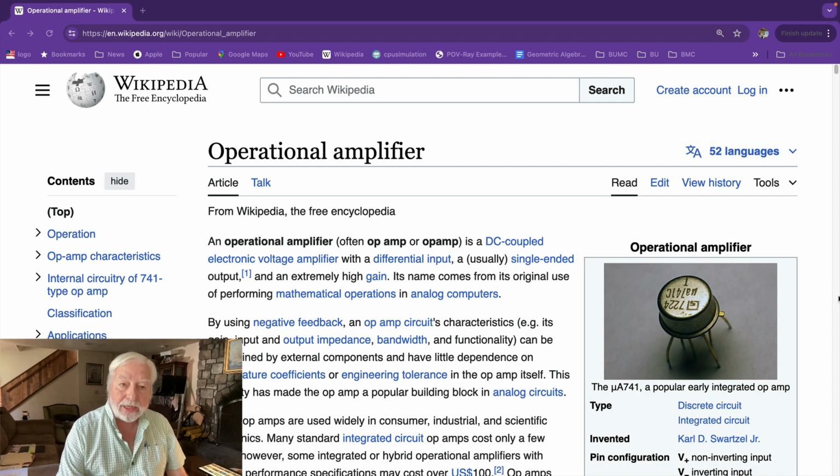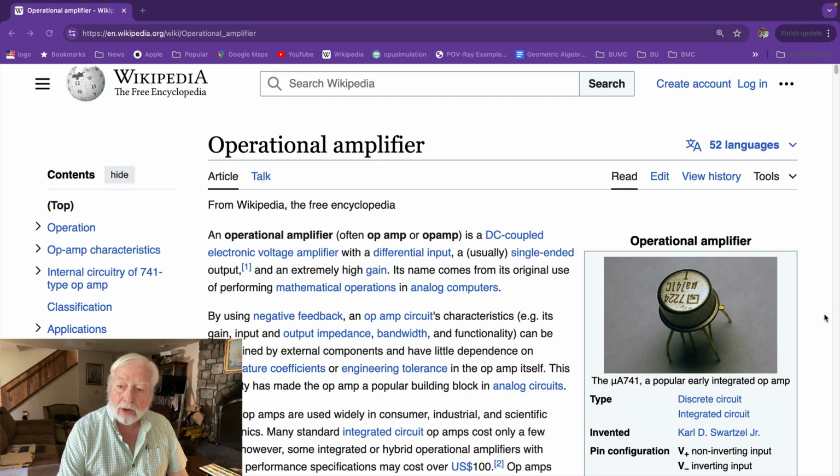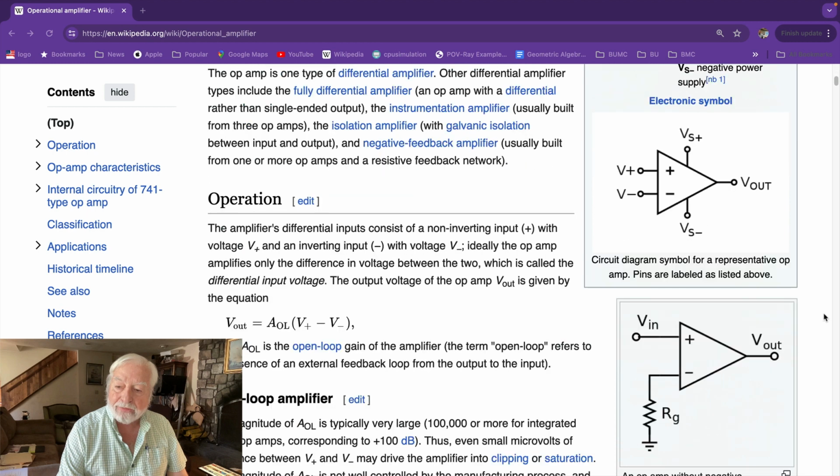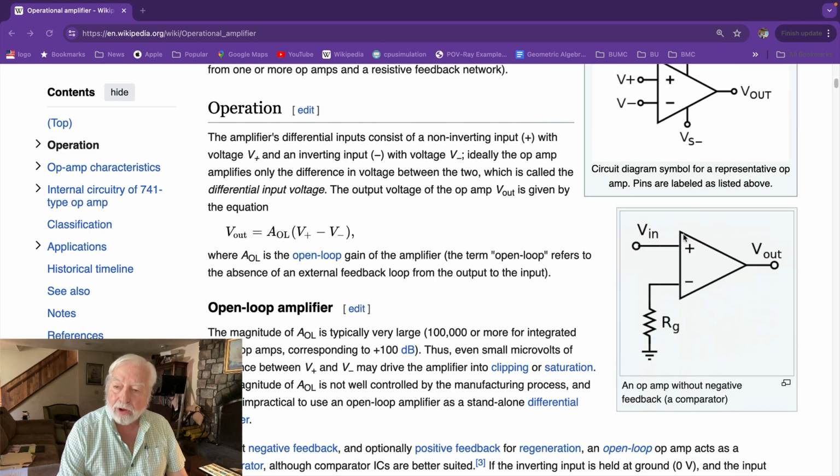The operational amplifier, or op-amp, is a very significant component in analog electronics. It provides a building block for amplification. Here is the op-amp page in Wikipedia, and here we have a circuit symbol for an op-amp. It has two inputs, an inverting input with a minus and a non-inverting input with a plus. And it takes this differential voltage between these two and amplifies it to the output.